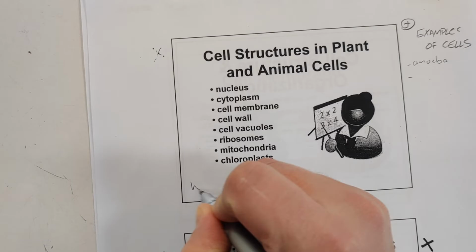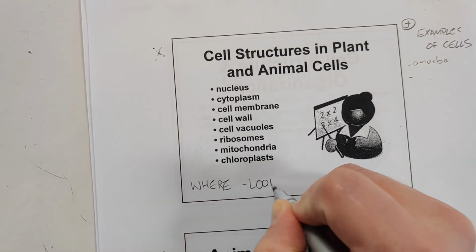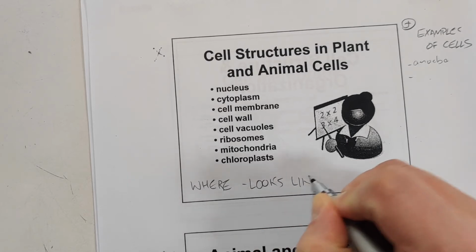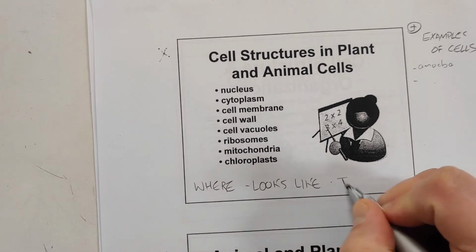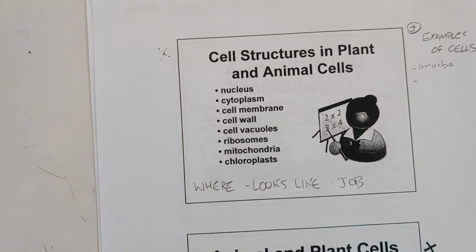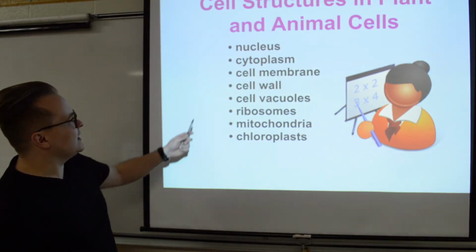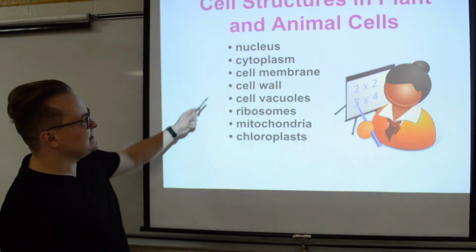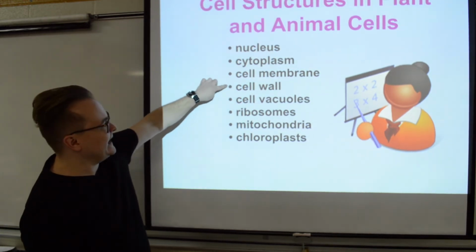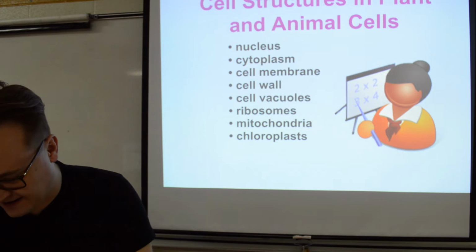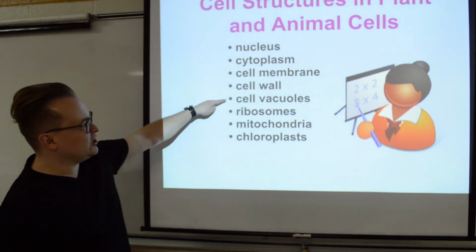You've got to know where it is, what it looks like, and you need to know its job. You've got to know that stuff, all right? So, we're going to talk about a nucleus, cytoplasm, cell membrane, cell wall. That's a special one. That's only in plants. So let's put a star beside that. That's plant only. Cell vacuole.